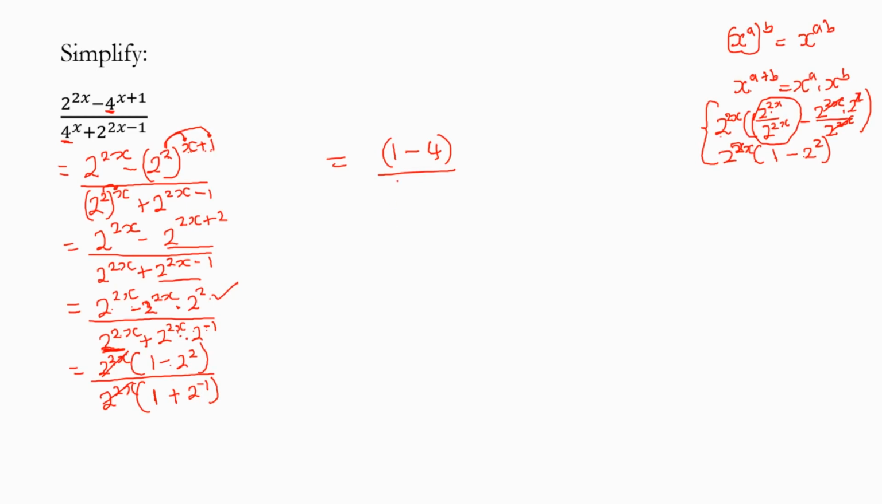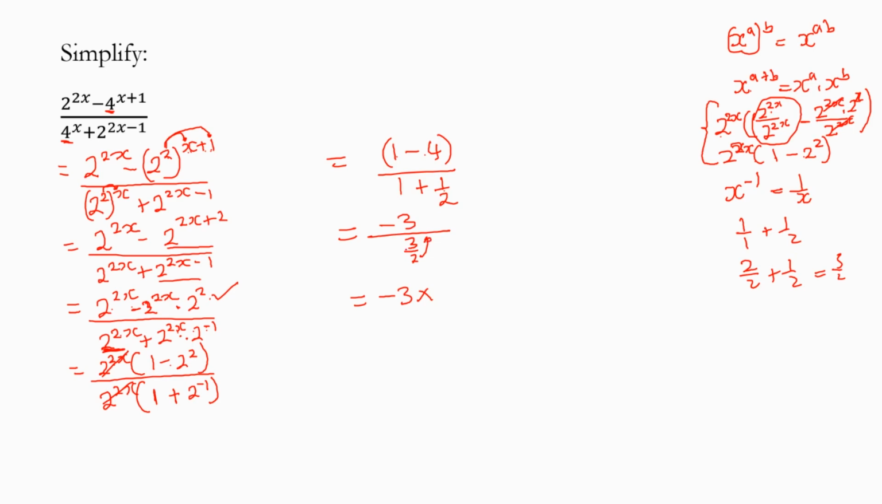divided by 1 plus 1 over 2. Remember, x to the power negative 1 is the same as 1 over x. Then 1 plus 1 over 2 is like 2 over 2 plus 1 over 2, which is 3 over 2, isn't it? So 1 plus 1 over 2 is 3 over 2, and 1 minus 4 is negative 3. So it's negative 3 divided by 3 over 2.